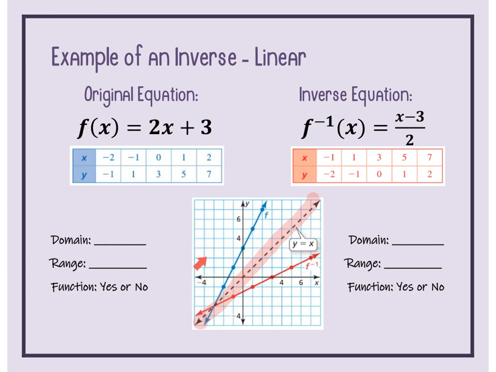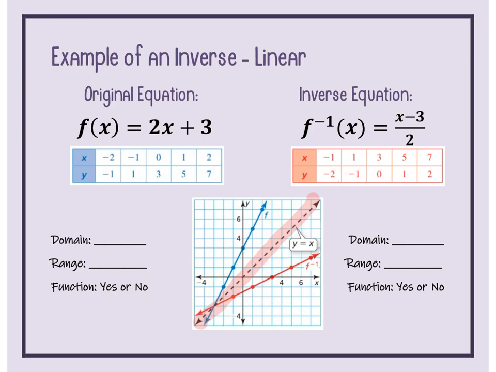My first blue point was (-2, -1). Let's compare my first red point, (-1, -2). Do you notice what happened here between x and y? They switched places. Reflection over y equals x. When you reflect over it, your x and y points are going to switch spots. So (-1, 1), (1, -1).